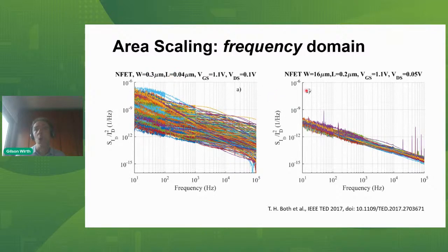And a much larger one with a channel length of 16 micrometers and a channel length of 200 nanometers. And you can see here, this is the power spectrum over frequency. You have a much larger spread than here. And yes, you have an increase in the average value.